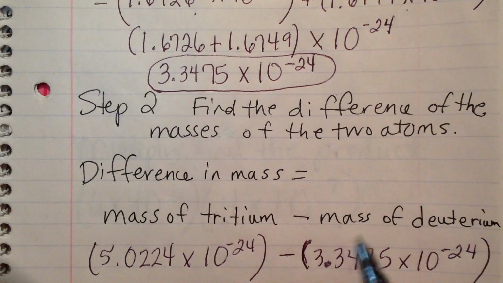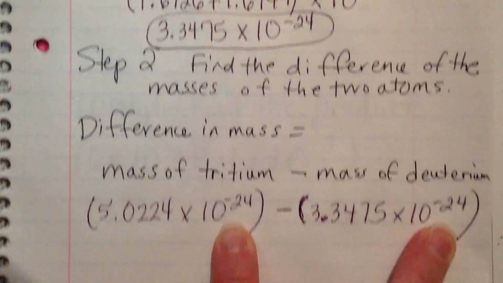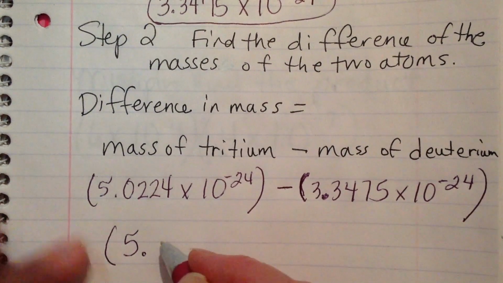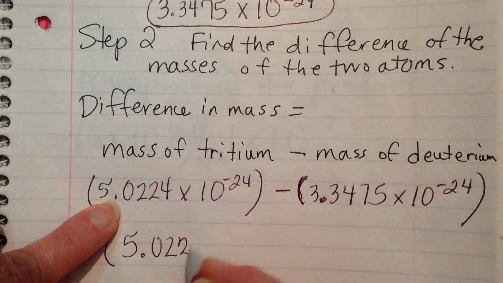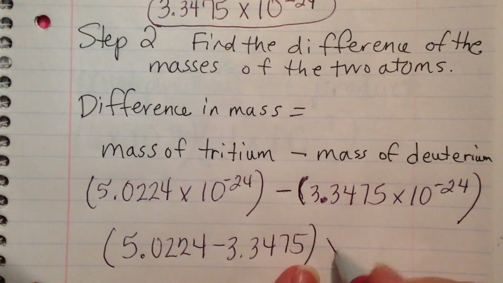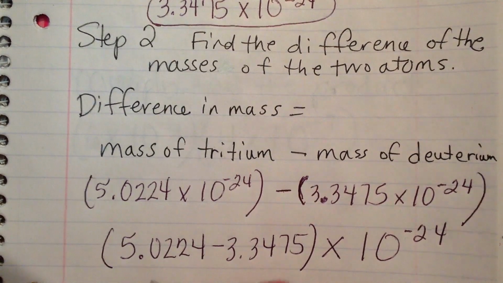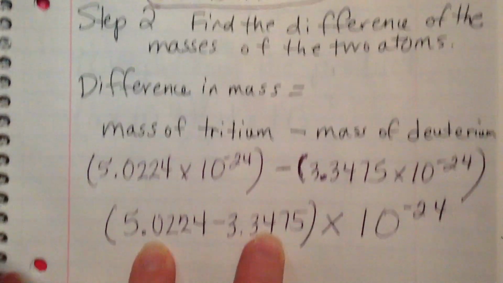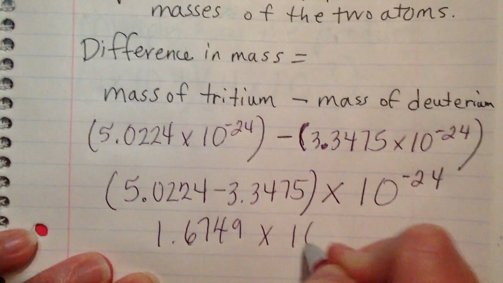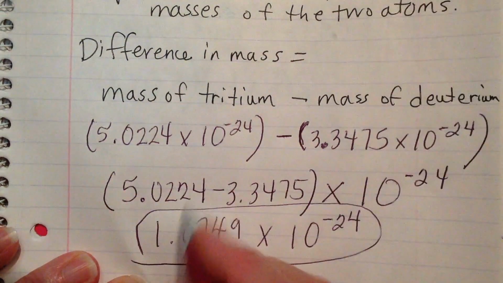Again, to subtract, you must have the same powers of 10, and we do. So we'll need to subtract the first numbers, 5.0224 minus 3.3475, times 10 to the negative 24. Well, when you subtract, punch in your calculator these two numbers, you end up with 1.6749 times 10 to the negative 24. So that will be your final answer for the difference.